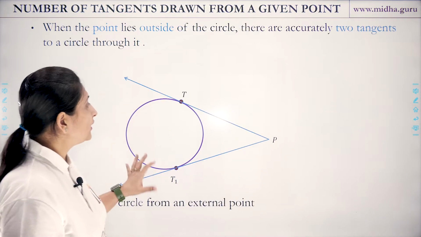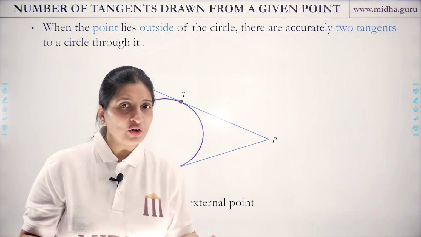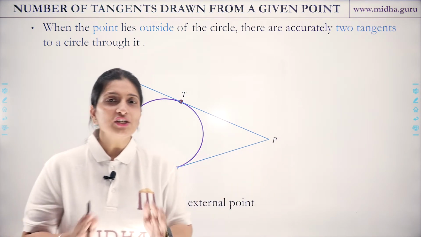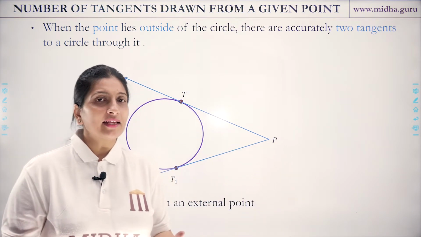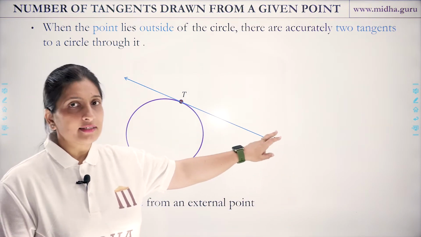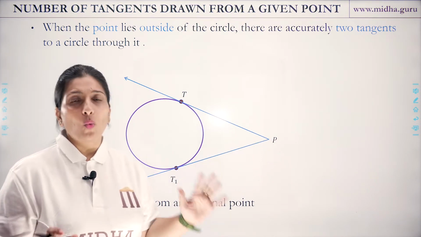Next is when the point is in the exterior of the circle. When the point is in the exterior of the circle, the number of tangents which can be drawn to that circle is 2. In this case, P is the external point and the tangents are PT and PT1.